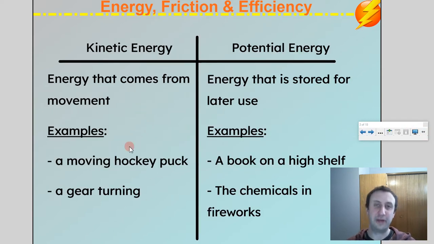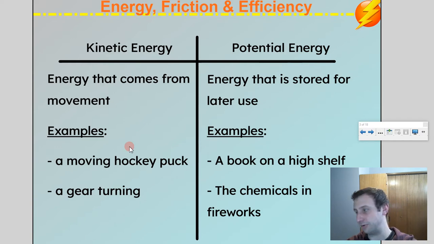So first of all, talking about energy, we're going to talk about two main types or categories of energy. We have kinetic energy, which is energy due to movement. Whenever anything is moving, it has kinetic energy. And then potential energy is energy that is stored for later use.